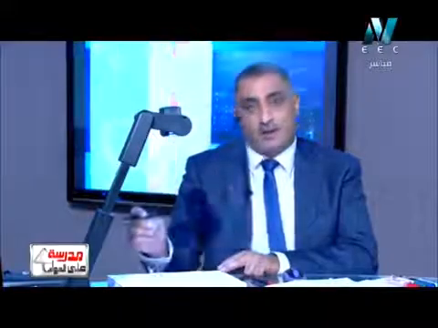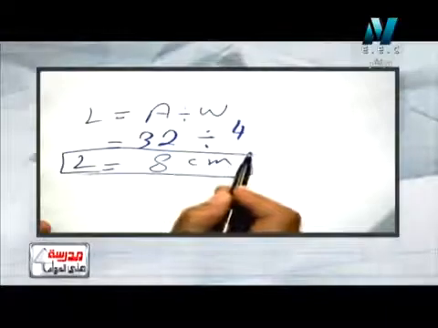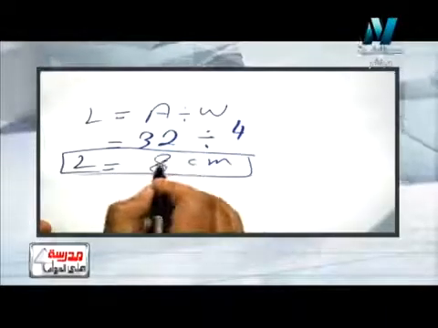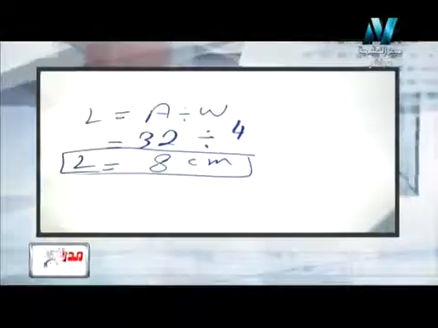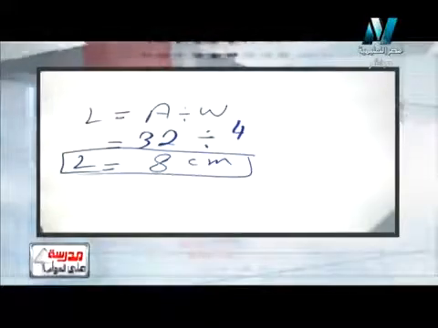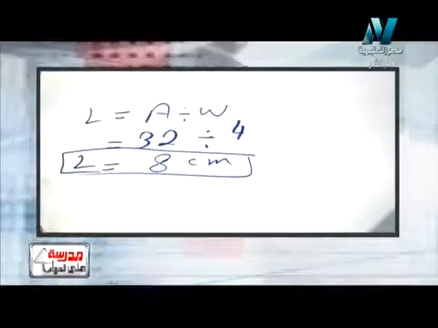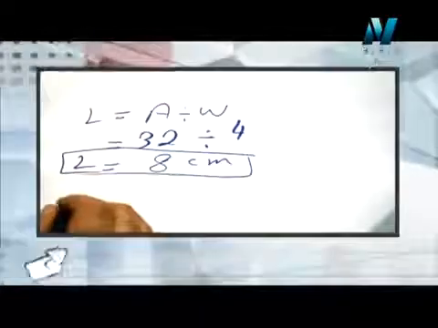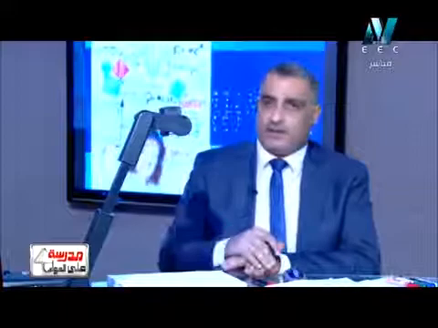Yes, so easy. Just divide the area of a rectangle by the width. The area is 32, the width is 4. 32 divided by 4, the result will be 8. We have now the area, the length, and the width. The second step, my dear students, excellent. We have to calculate the perimeter of the rectangle.